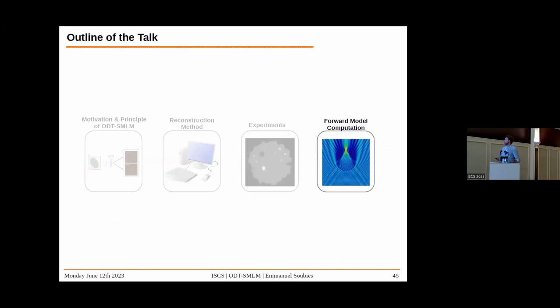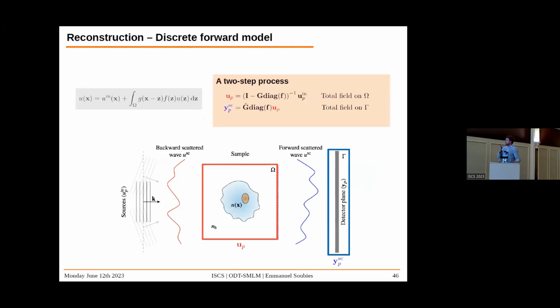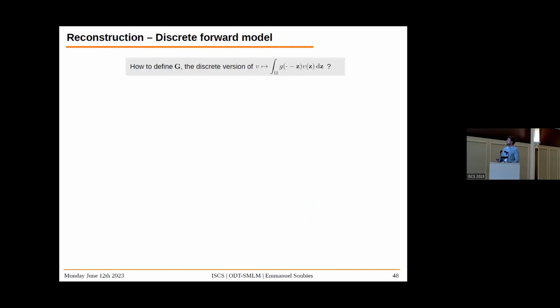So maybe I have a few minutes. I will just quickly go over this forward model computation, just to maybe show you the difficulty of that. As I was saying before, in the forward model, we need to compute this integral that involves the Green function. So we do it in two steps. We first compute the total field in the region which contains the sample. And given this total field in this region omega, we can compute the field on the region gamma, which is the detector, and this improves speed and reduces the memory consumption.